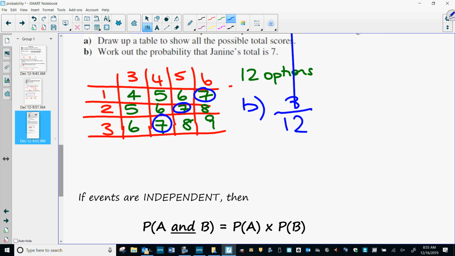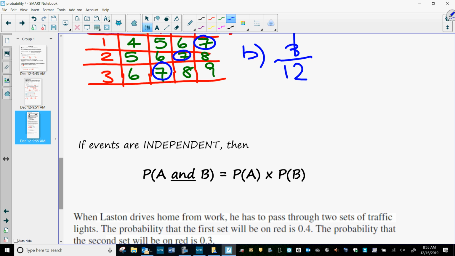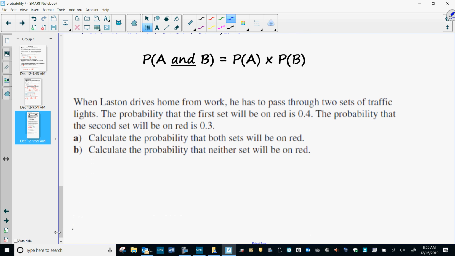Remember it? If events are independent, then if you want the probability of one event and another, you would multiply those probabilities together. So, one event and another. When Laston drives home from work, he has to pass through 2 sets of traffic lights. The probability the first set will be on red is 0.4. The probability the second set will be on red is 0.3. Calculate the probability that both sets will be on red.